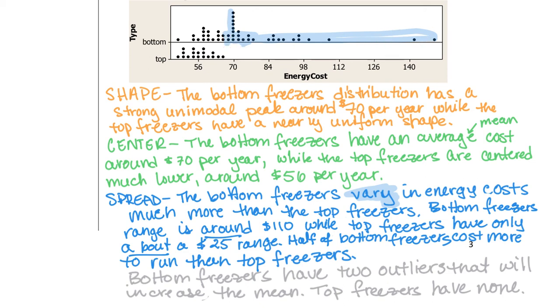So when looking for a center, if you have extreme outliers, just kind of ignore them. Just cover them up, pretend that they're not there, and use the center of the rest of the values for your approximation. And this one, I just mentioned that the top freezers have no outliers. So there's our comparison. It's a lot of words, a lot of talking. So I apologize for the length here, but look at a lot of examples in your textbook to get a good idea of how to write these out.